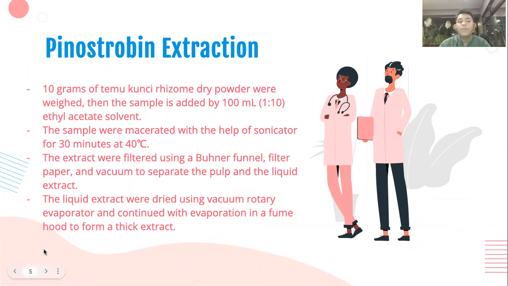Okay, for the pinostrobin extraction, 10 grams of Temukunci rhizome dry powder were weighed, and then the sample was added to 100 milliliters of ethyl acetate solvent. The sample was macerated with the help of a stirrer for 30 minutes at 40 degrees Celsius. The extract was filtered using a Buchner funnel with filter paper and vacuum to separate the pulp and the liquid extract. The liquid extract was dried using a vacuum rotary evaporator and continued with evaporation in a fume hood to form the thick extract.